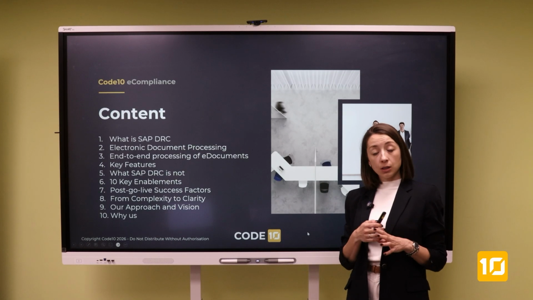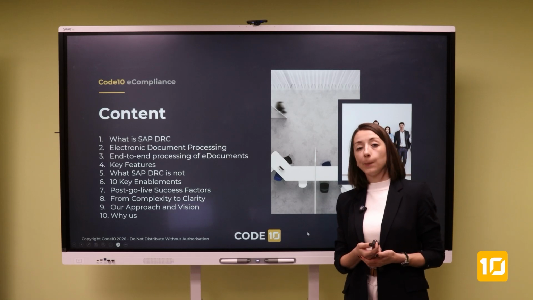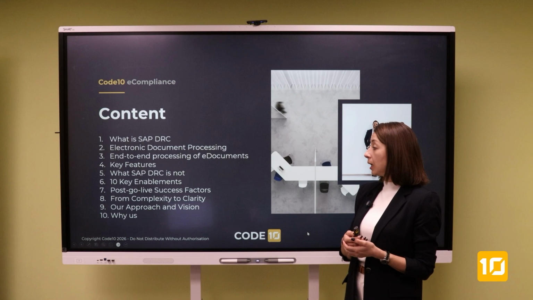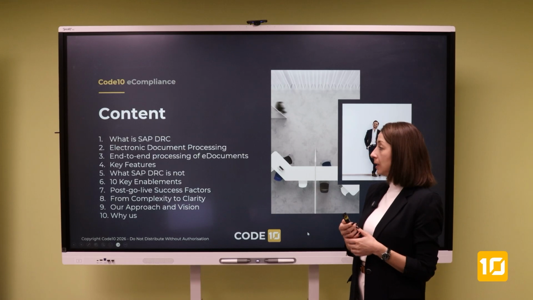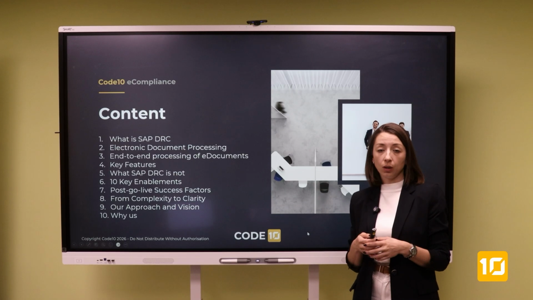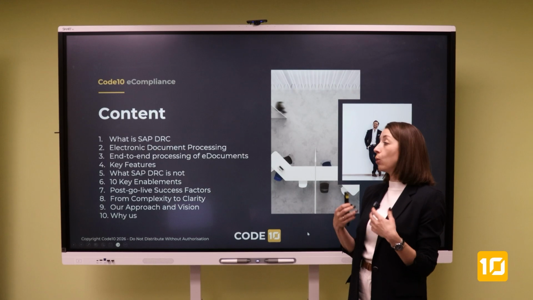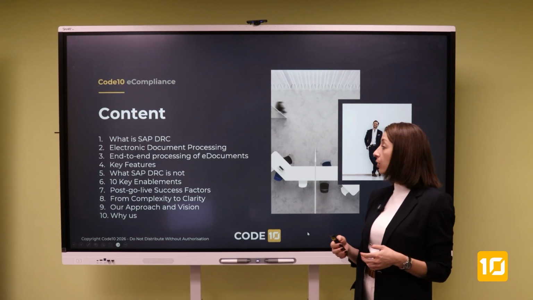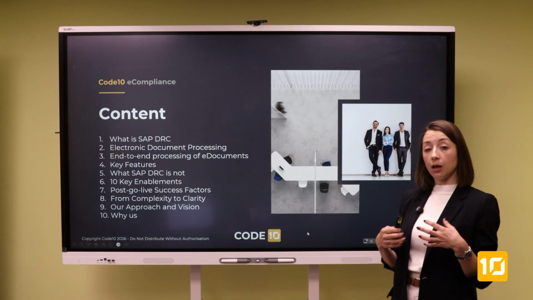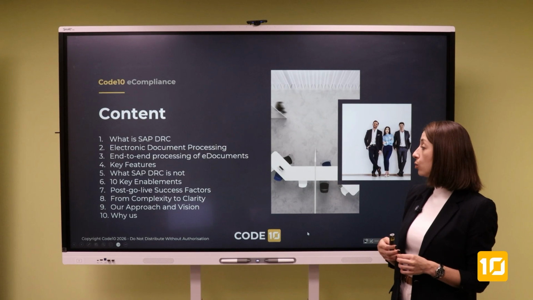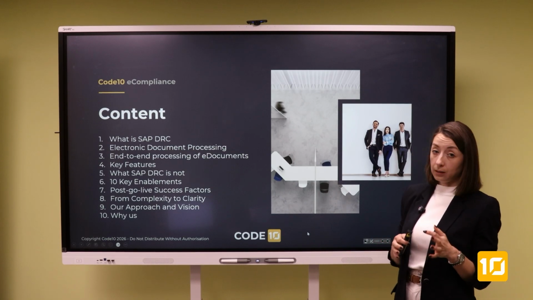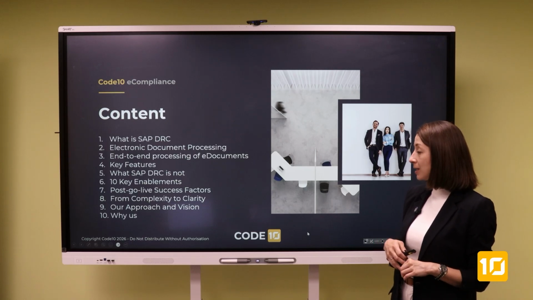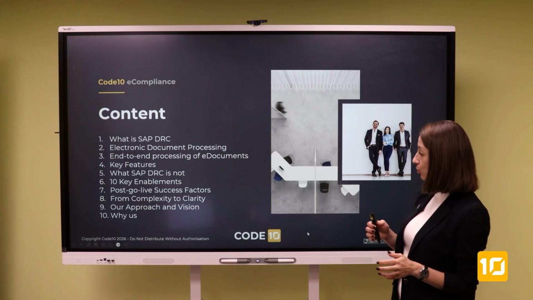So the content of the webinar today will be basically split into three parts. First, what is the overall overview of DRC? What is it as a solution? How are the documents processed end-to-end over there? What are the key features? What is the architecture of the solution? What DRC is not, and this is a very important point to keep in mind when we are implementing one of these solutions.